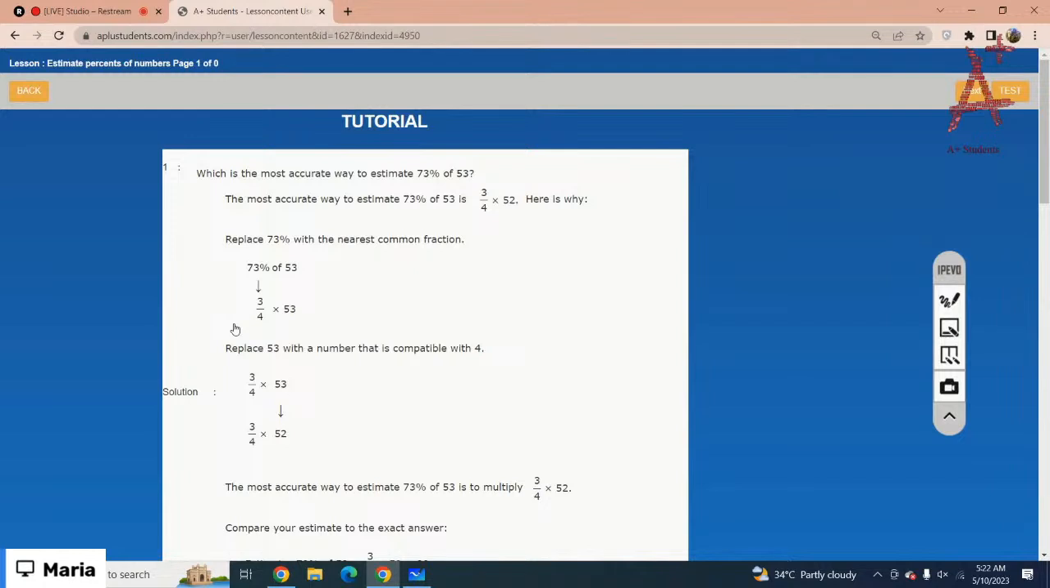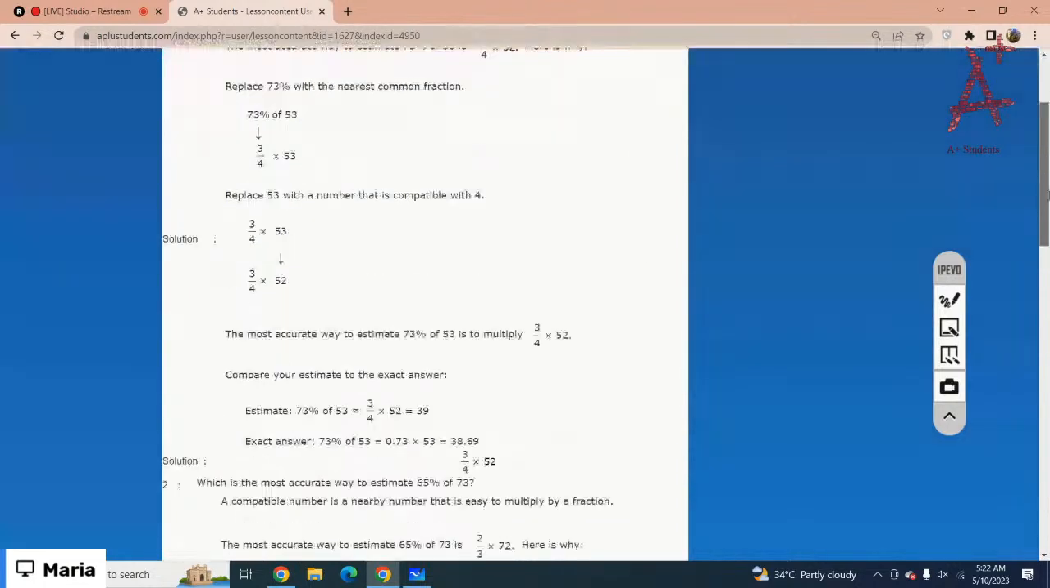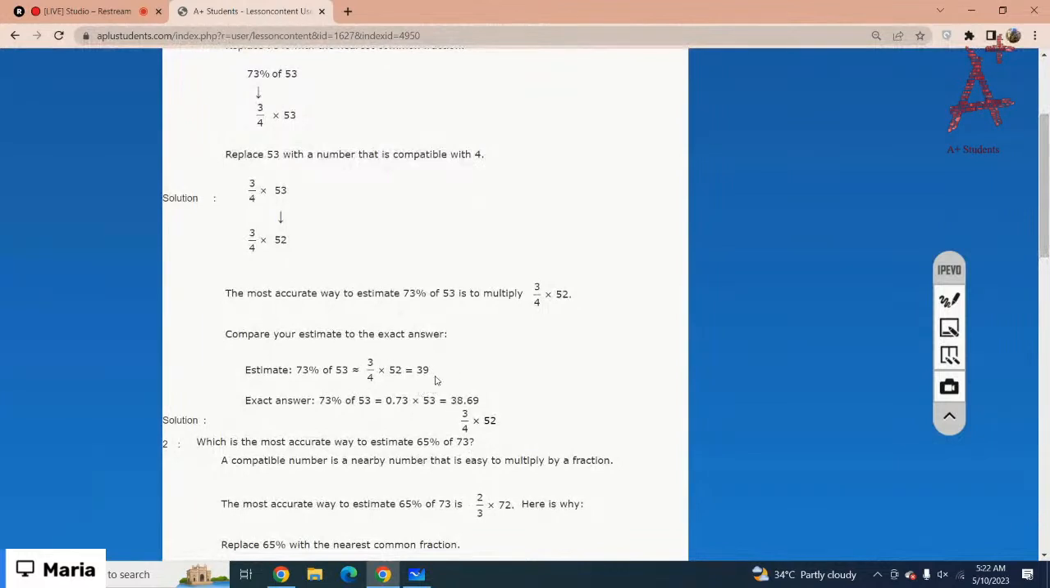Got it? And because you are going to estimate the answer, you can also replace 53 by 52. So you can calculate the estimated value. You need to calculate 3/4 times 52. When you calculate the estimated answer, it would be 39. Got it? The estimated answer is 39, and you can calculate the exact value using a calculator. It would be 38.69. Got it?